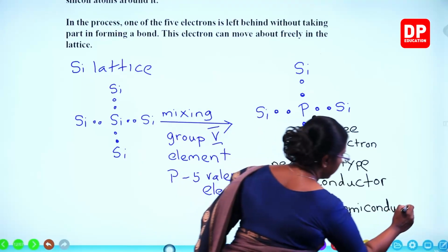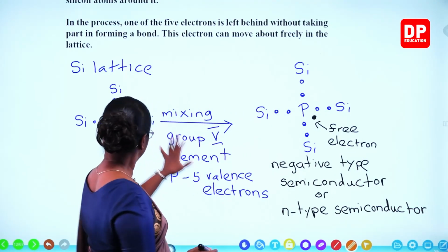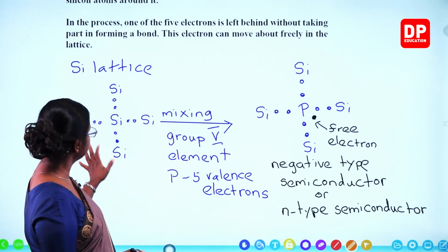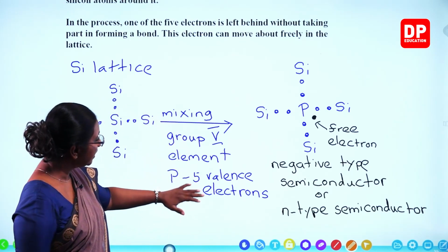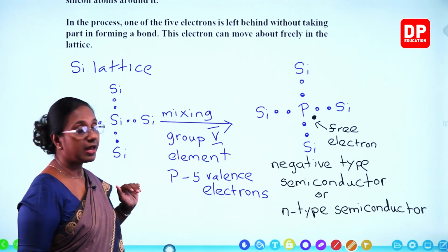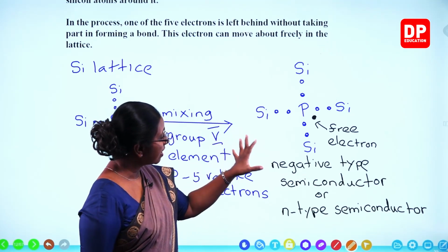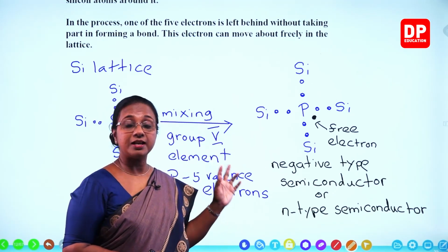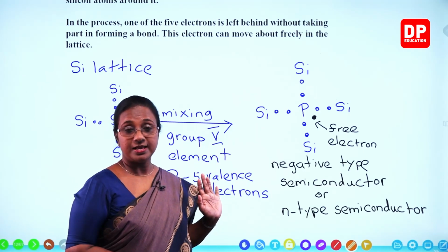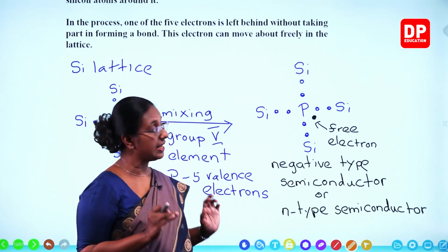N-type semiconductor. Is that clear, students? So we had the normal silicon lattice like earlier, but you mix it with another element from group 5. As an example, I took phosphorus. There are 5 valence electrons and some of the silicon atoms are replaced by the phosphorus atoms because the phosphorus atom occupies the position of a silicon atom.